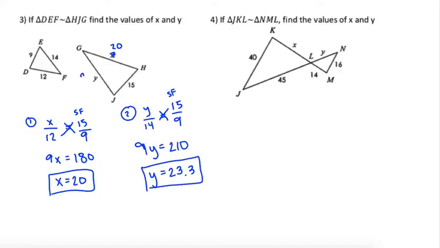So if I look here, 23.3 there seems reasonable, slightly longer than the G to H, just like 14 is slightly longer than the 12.